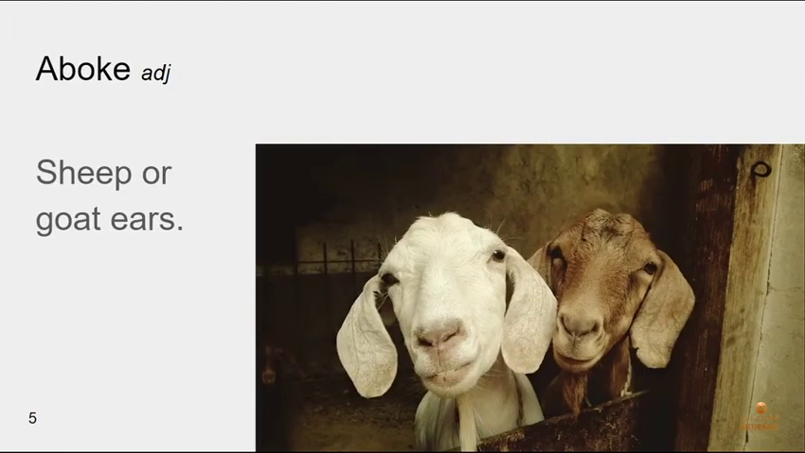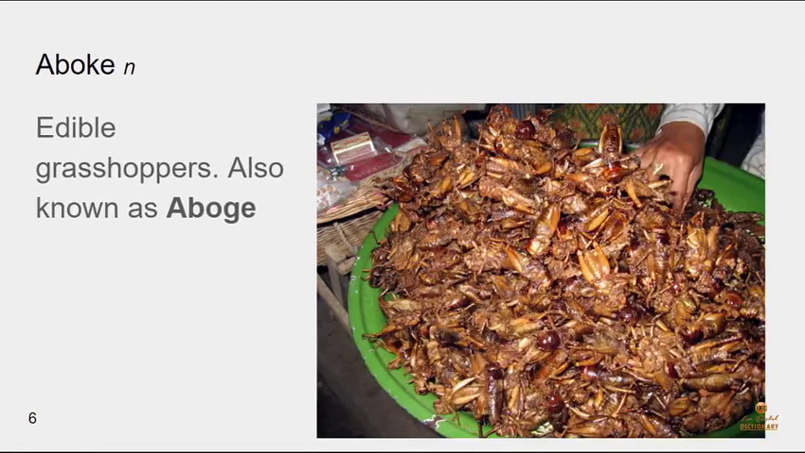The fifth one is aboke. Aboke are sheep or goat ears. The long sheep or goat ears are called aboke.